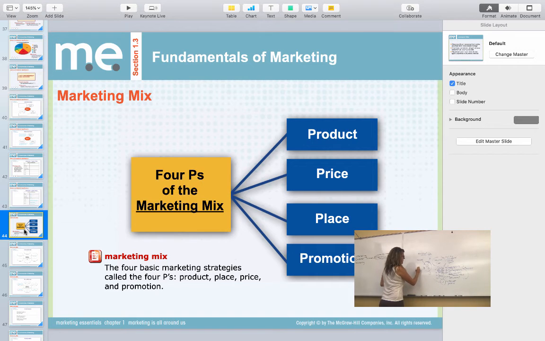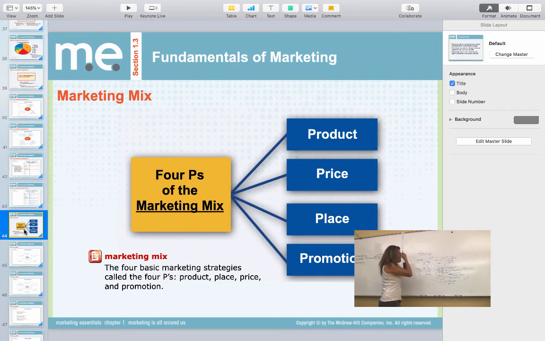One is place, one is price, and one is promotion, okay? So think about it this way. When you're playing darts with someone who's really good, and they hit the bullseye every single time, they win. If you hit it three out of four times, you're not going to win.